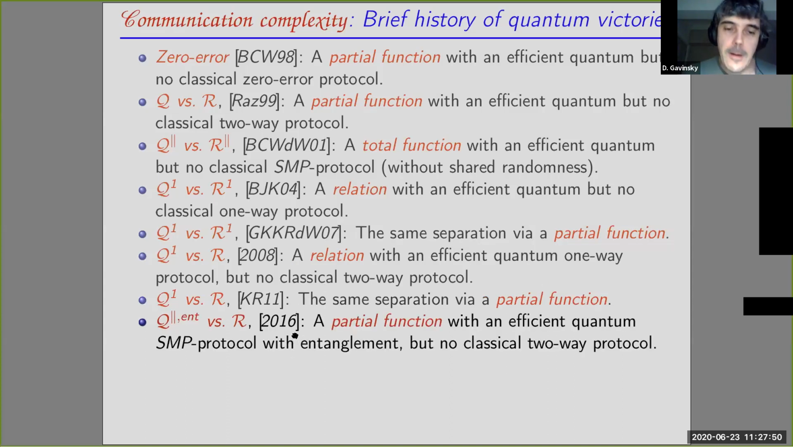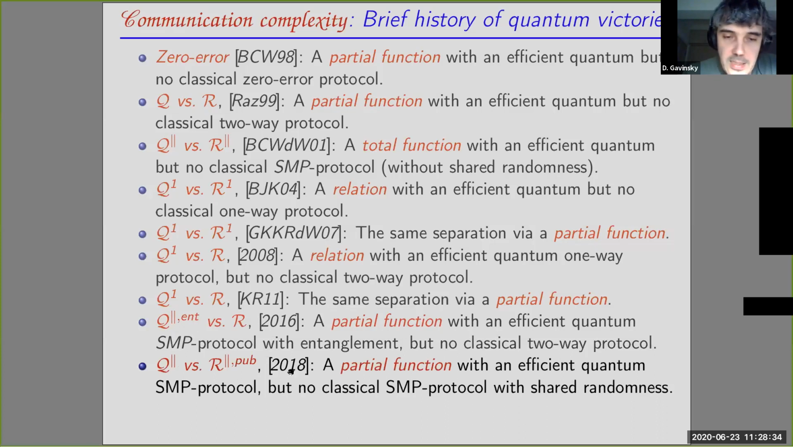5 years later, 2016, a separation by a partial function was demonstrated, where there was an efficient solution in the quantum SMP model with entanglement and no efficient solution in the classical two-way model. Here we can see that the gap between the quantum and classical models is even wider, because SMP is weaker than one-way. But the price that we pay for this, in some sense stronger, separation is the need for entanglement. In order for an efficient quantum protocol to exist for that partial function, entanglement was crucial and necessary.